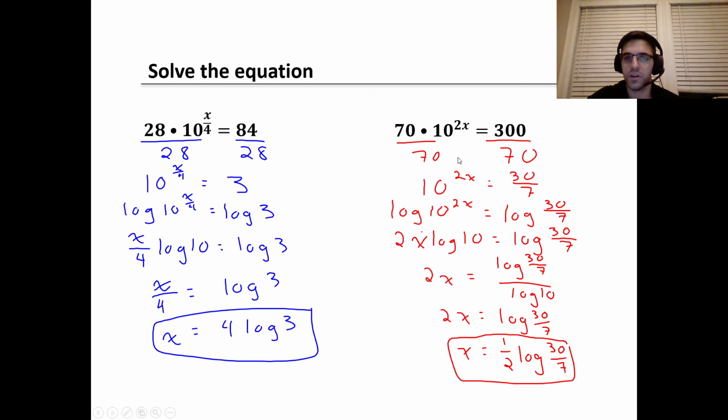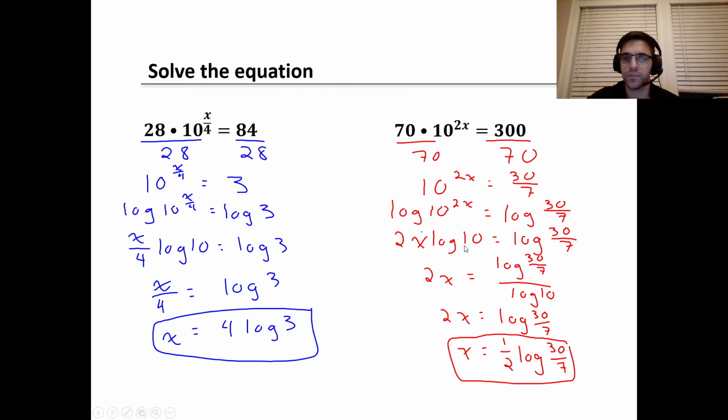All right, so next one, again, analogous solution procedure. Divide each side by 70. Take the log of each side. I noticed the 300 divided by 70 doesn't come out to a nice clean number. And I don't want to deal with decimals, so we're just going to leave that fraction 30 over 7 in our final answer. Yes, that's allowed.